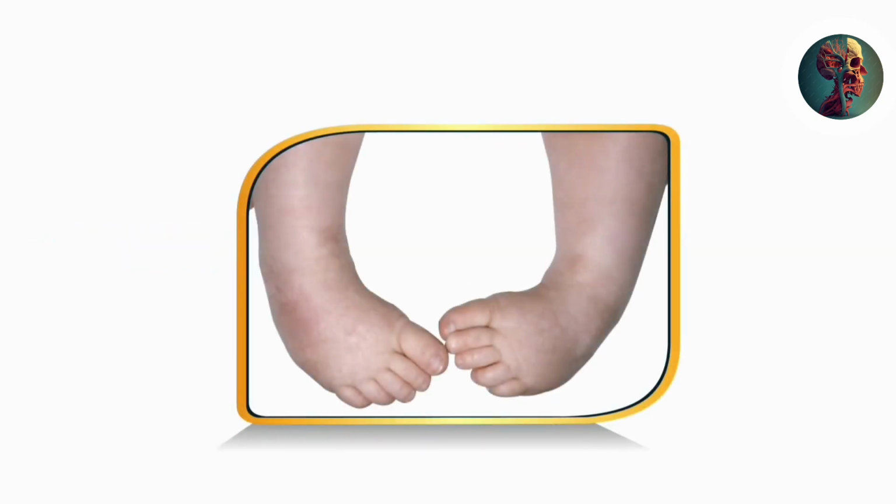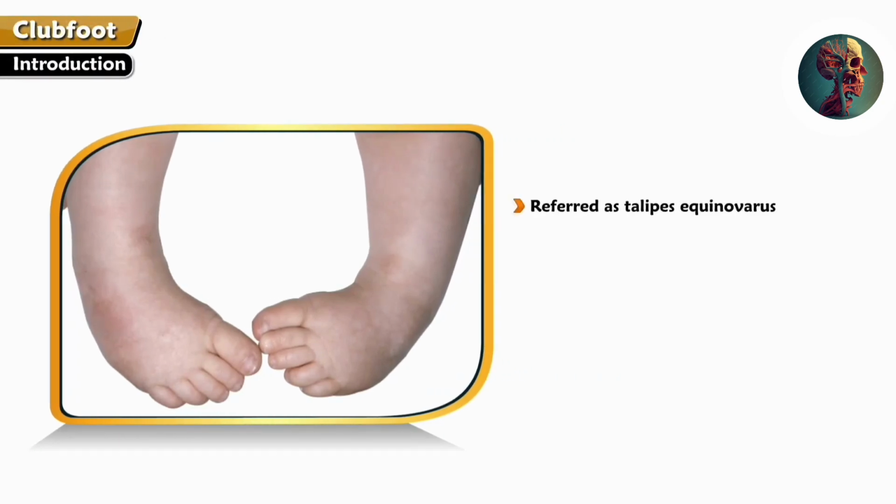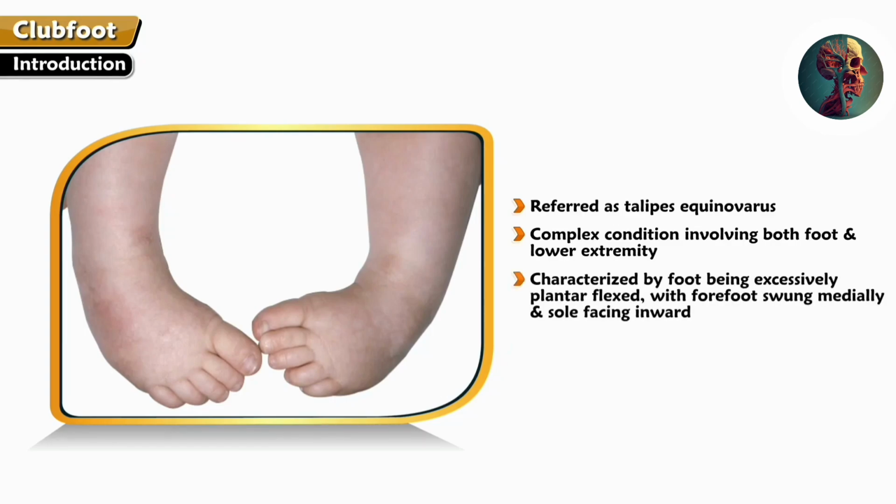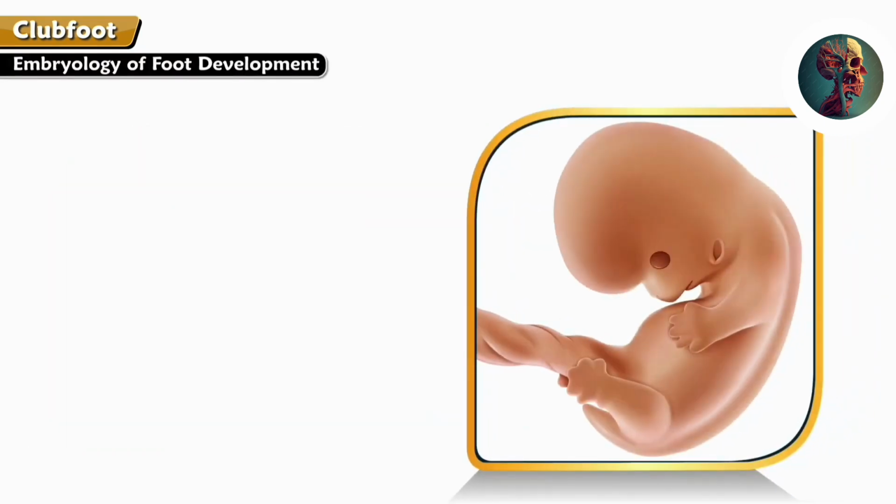In this video, we'll have a comprehensive discussion on clubfoot. Introduction. Clubfoot, also referred to as Talipes equinovarus, is a complex condition that involves both the foot and the lower extremity. It is characterized by the foot being excessively plantar flexed, with the forefoot swung medially and the sole facing inwards.